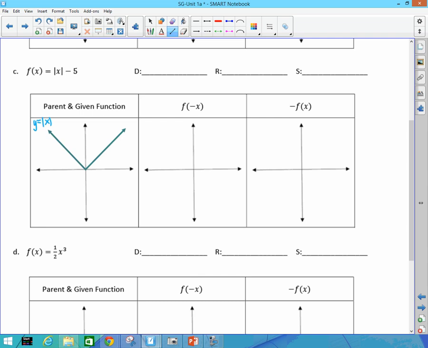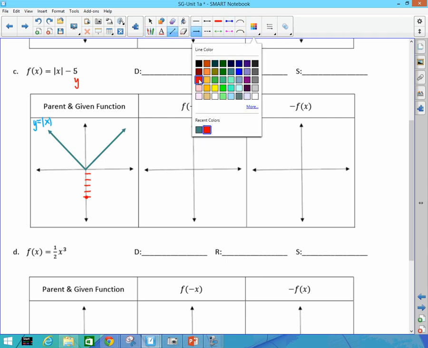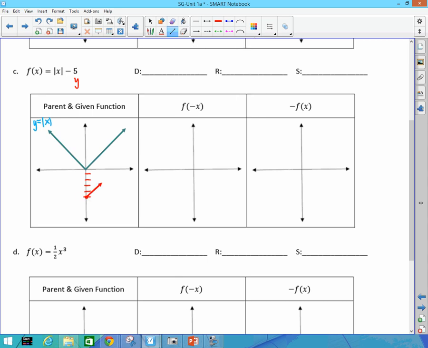Okay, and that 5 is outside, so it affects the y, and I do the same thing, so I'm going to subtract 5. So it's going to go down 1, 2, 3, 4, 5 units. And once you go down those 5 units, again, use your straight edge and draw that same shape, because we talked about how that shape doesn't change. So he's going to go like this.